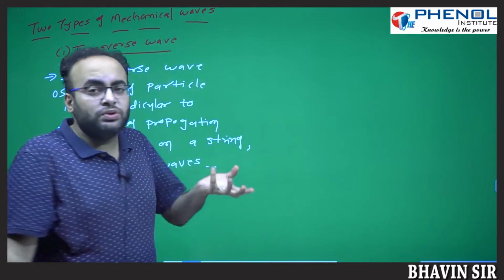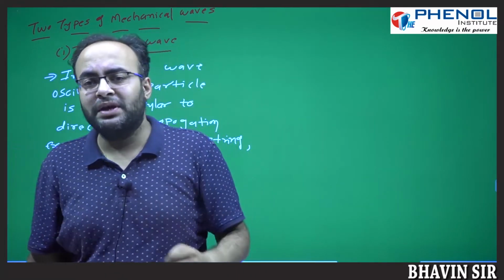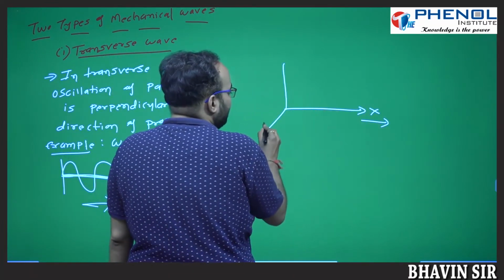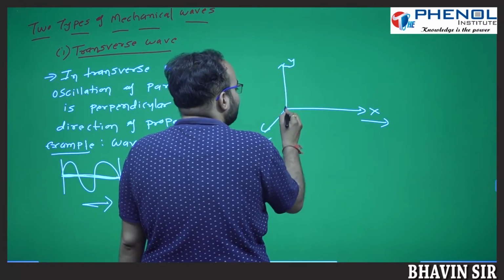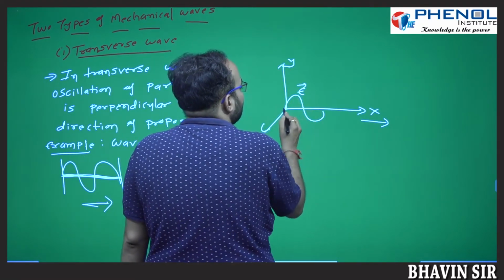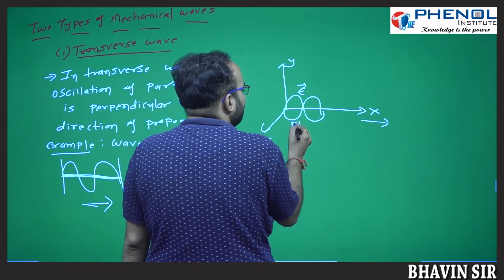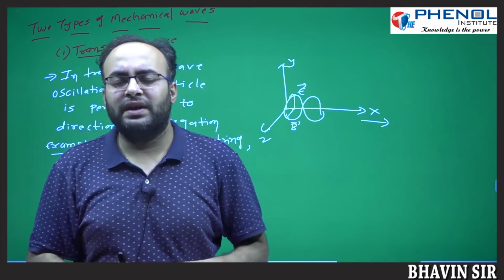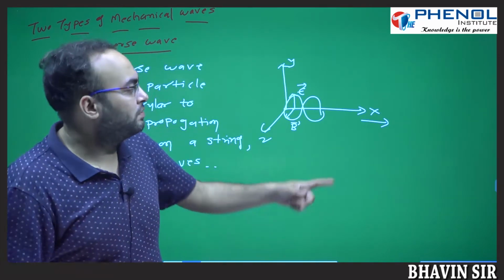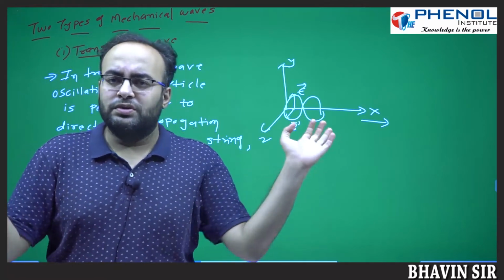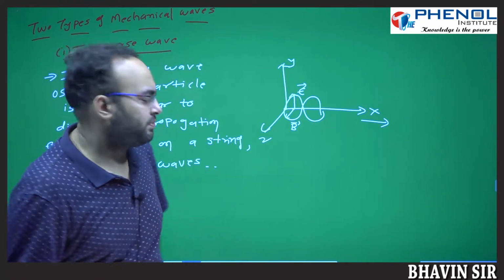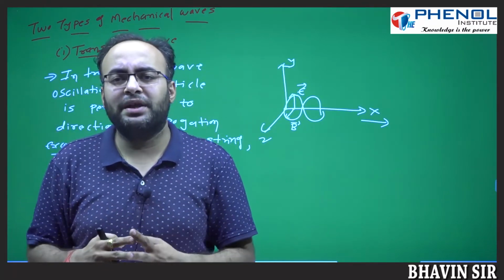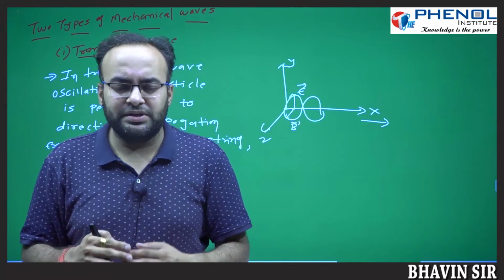So EM waves are also transverse waves. Remember, in the case of EM waves, if this is the direction of propagation, then if electric field is in y direction, then magnetic field is in z direction. So oscillation of electric and magnetic field are perpendicular to what? The x-axis. So EM waves are also transverse waves. In transverse wave, oscillation of particles is perpendicular to the direction of propagation.